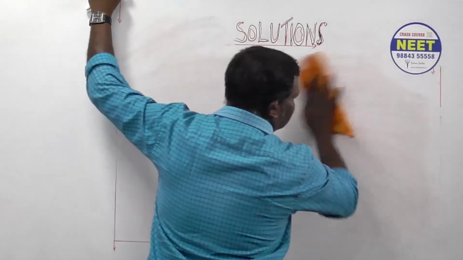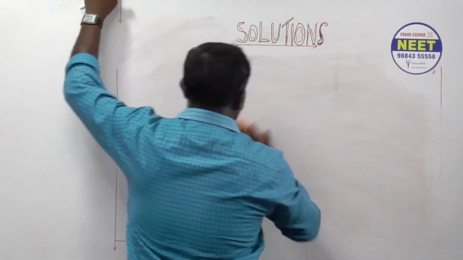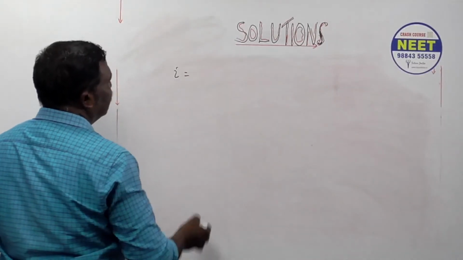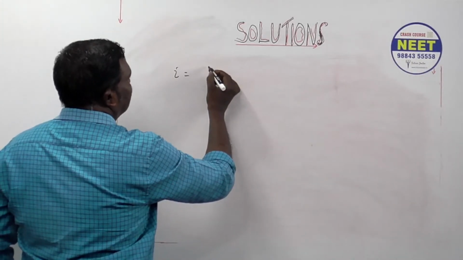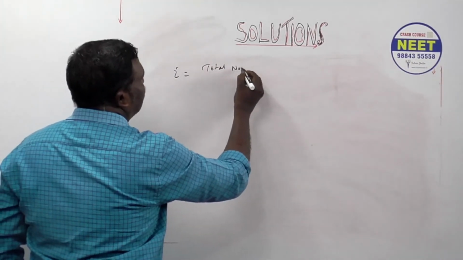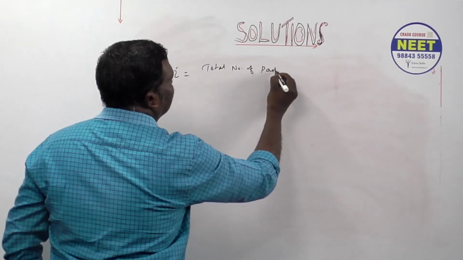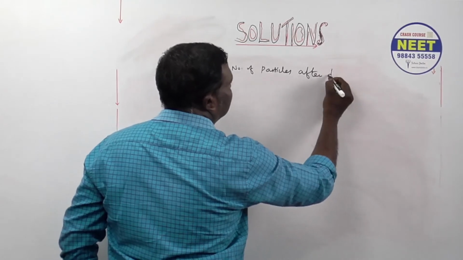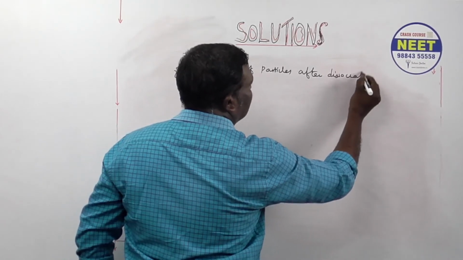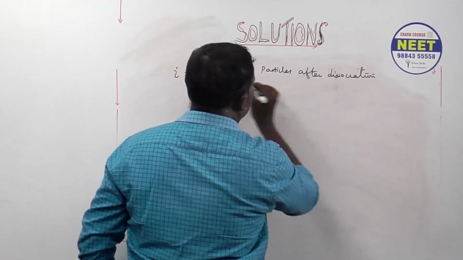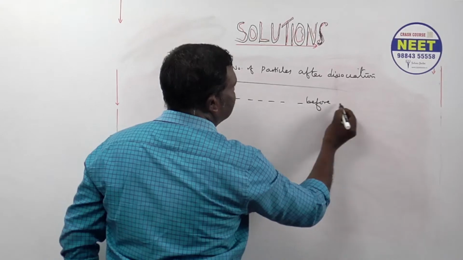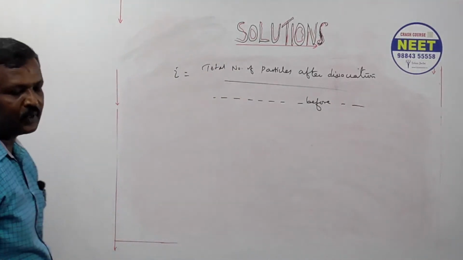Okay, see, next one is the i formula. We got 3 formulas. First, the most important one, just copy it. i is equal to total number of particles after dissociation by total number of particles before dissociation. It's a simple formula. Okay.